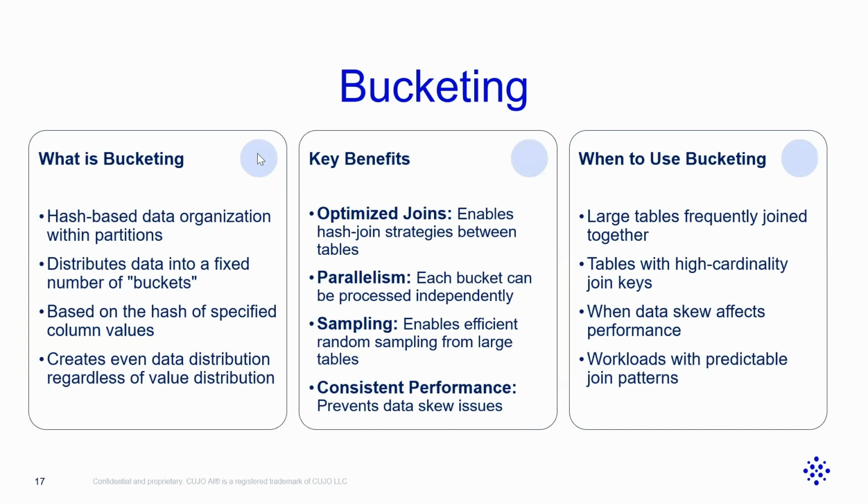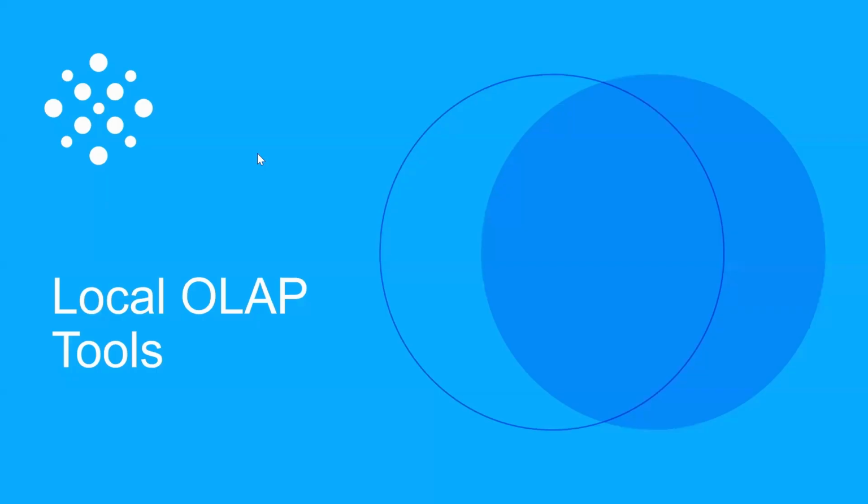Sometimes you have a task for which it's possible to prototype or figure out some proof of concept on your local machine. And there are local OLAP tools which enable you to do so. So let's consider the differences between local and distributed OLAP systems, and I'll also give some examples of such local tools.